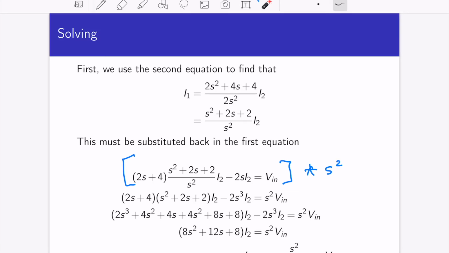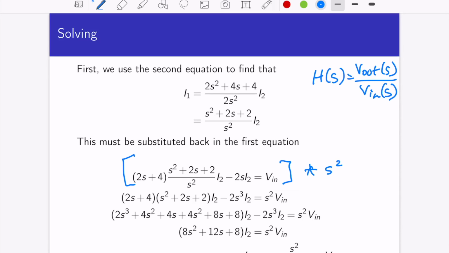Now, this is a good moment to think, where were we headed? What did we want to find? We wanted to find H of S equal to V out of S over Vn of S. So here we have a relationship that shows I1 and I2, but what we really care about is V out and Vn.